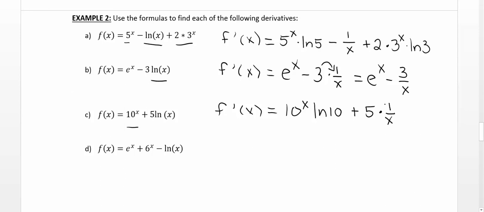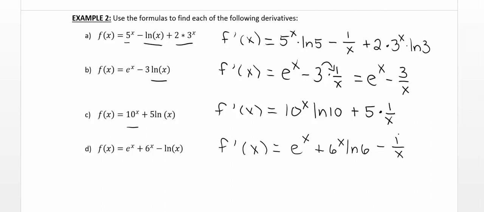So finally, for our last function here, we're going to go again term by term. The first term is e to the x, and the derivative of e to the x is e to the x, plus the derivative of 6 to the x is 6 to the x times the natural log of 6, minus the derivative of the natural log, which is 1 over x. Hopefully, you're starting to feel comfortable with this practice.